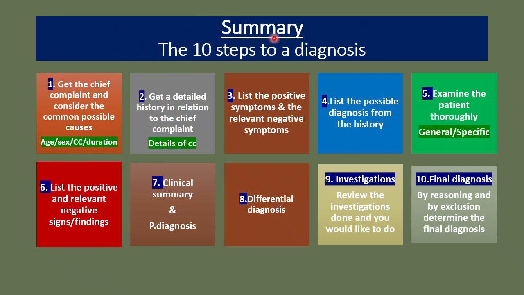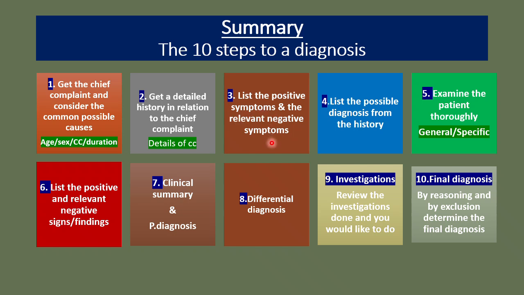This slide summarizes the 10 steps to a diagnosis. First, get the chief complaint and consider the possible causes: age, sex, chief complaint, duration. Number 2, get a detailed history in relationship to the chief complaint, details of the chief complaint. The third, list the possible symptoms and signs and relevant negative symptoms.